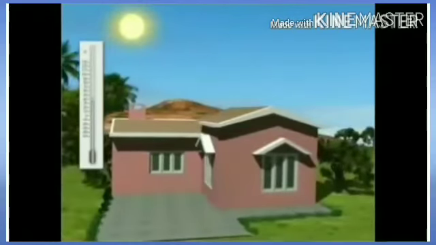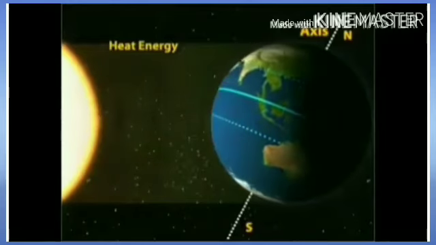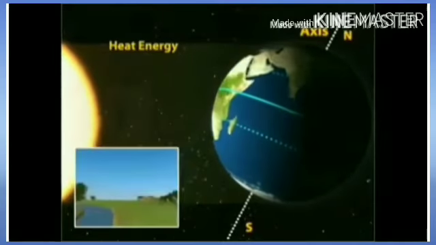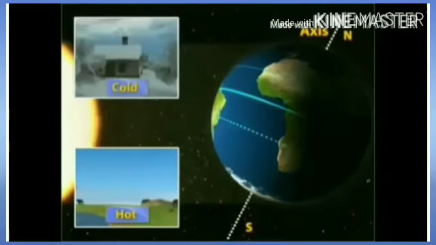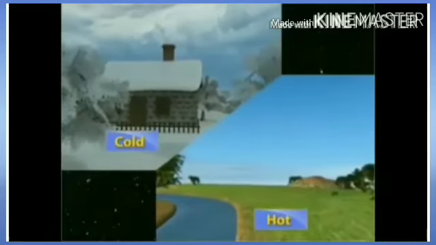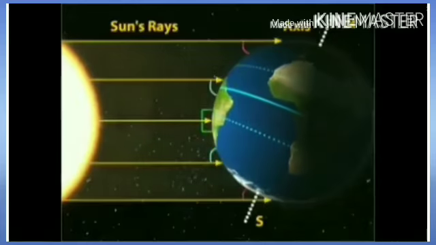The amount of heat energy from the sun received by a place helps in deciding the temperature of that place. The heat energy received is not uniformly distributed over the surface of the earth. Some places are very hot and some places are very cold. Let us understand why there are differences in the temperature over the surface of the earth. The two major reasons behind this are the angle of the sun's rays and the shape of the earth.